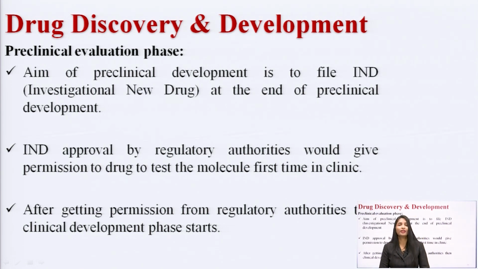Okay, next we will go with preclinical trials. Preclinical trials fall under the drug development phase, which is one of the most important steps in drug development. What is the main aim of preclinical evaluation? You have to make a file. To whom? You have to make a file to the regulatory authorities. What you need from the regulatory authorities is the approval.